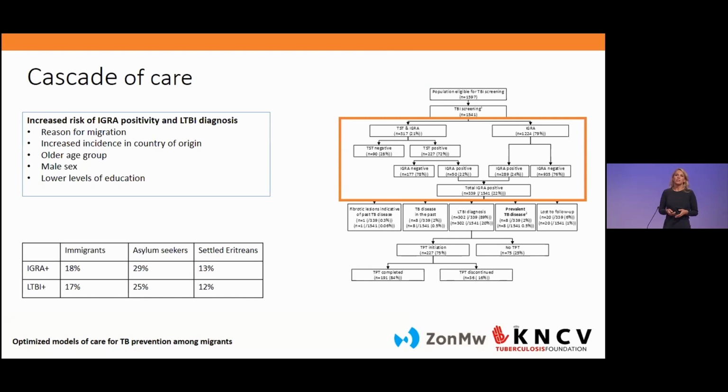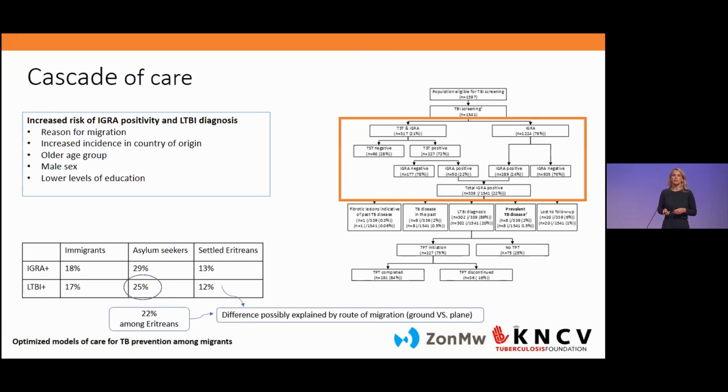For IGRA positivity and LTBI diagnosis, the reason for migration was associated with increased risk for IGRA positivity and LTBI diagnosis. You can see in the picture that immigrants have lower IGRA positivity and LTBI diagnosis than asylum seekers. Additionally, and very interesting, among the Eritrean asylum seekers living in asylum seeker centers in the second study, we observed a 22% LTBI diagnosis, whereas among the settled Eritrean migrants in the community, we observed that only 12% had an LTBI diagnosis.